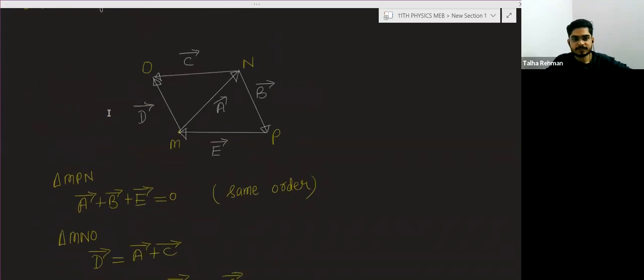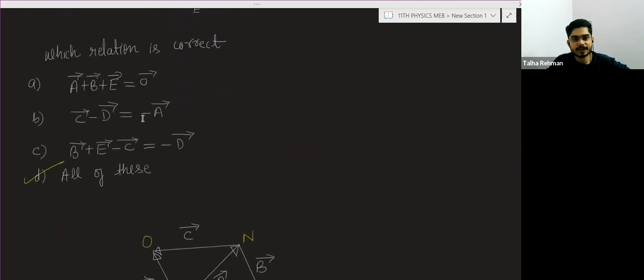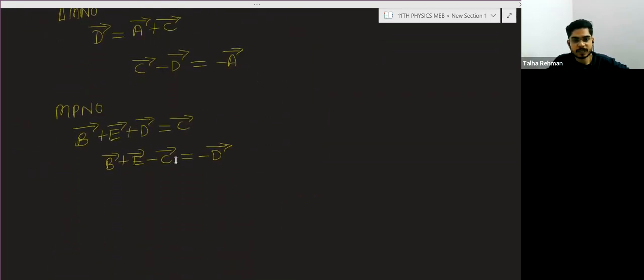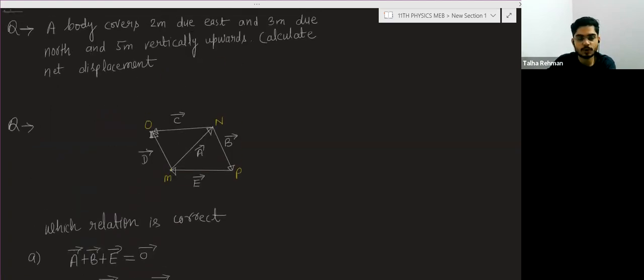From this you will get the first option correct. From this you will get your second option correct. From this you will get your third option correct. Means all the options are correct. So, got it, this question?